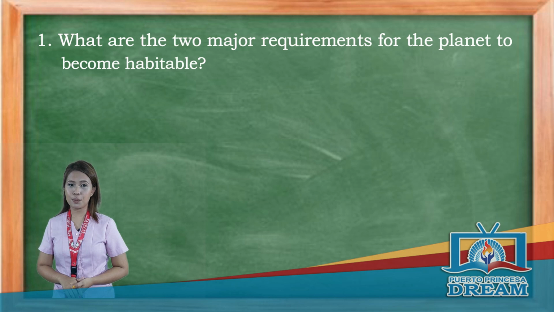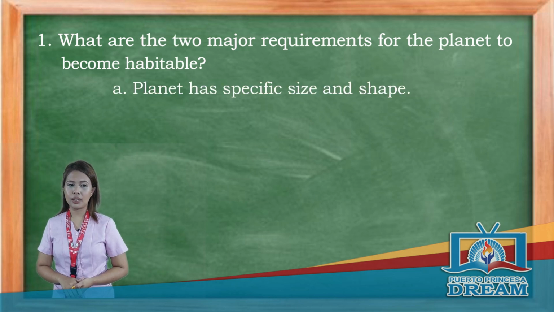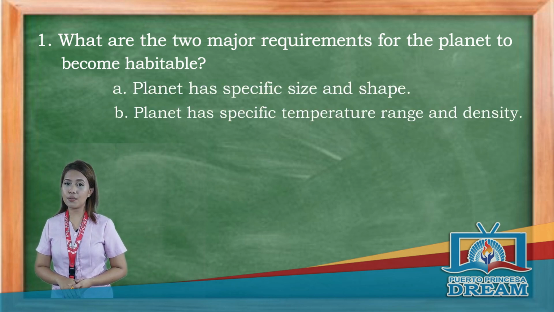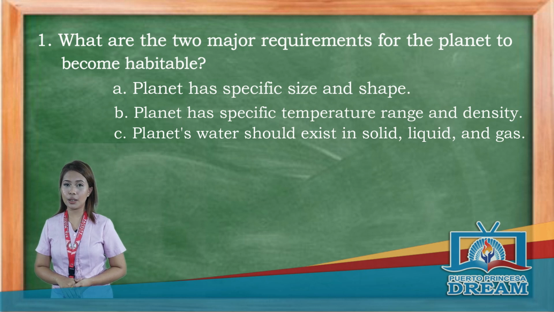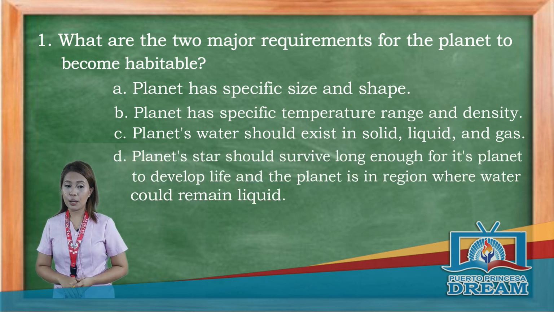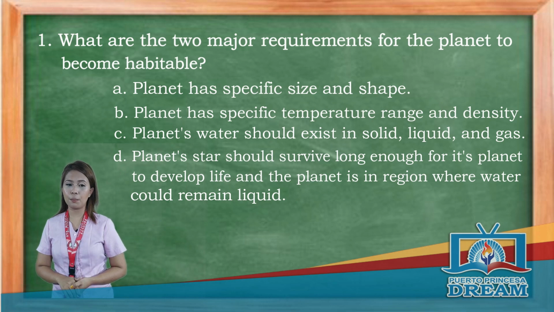A. Planet has specific size and shape. B. Planet has a specific temperature range and density. C. Planet's water should exist in solid, liquid, and gas. D. Planet's star should survive long enough for its planet to develop life, and the planet is in the region where water could remain liquid.